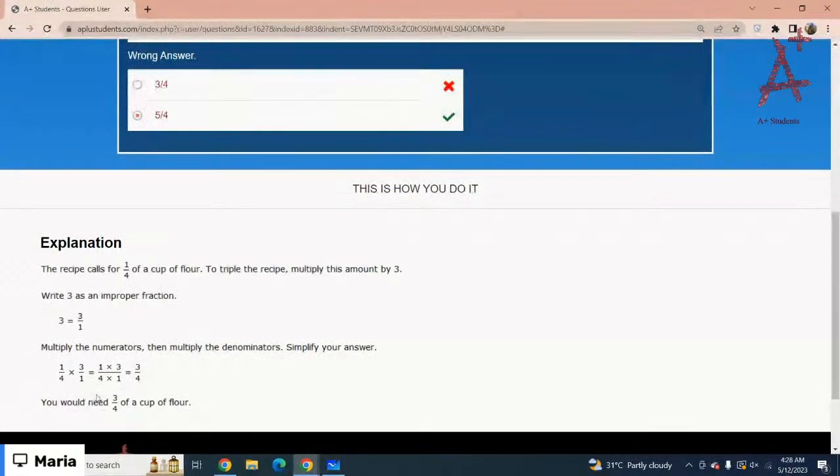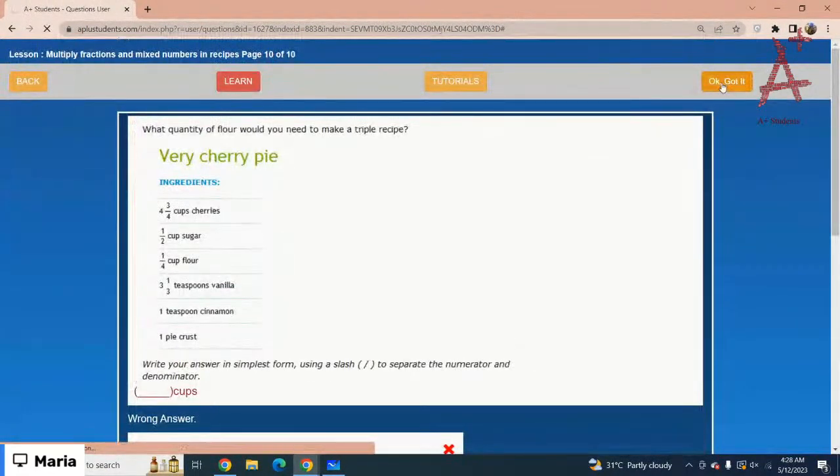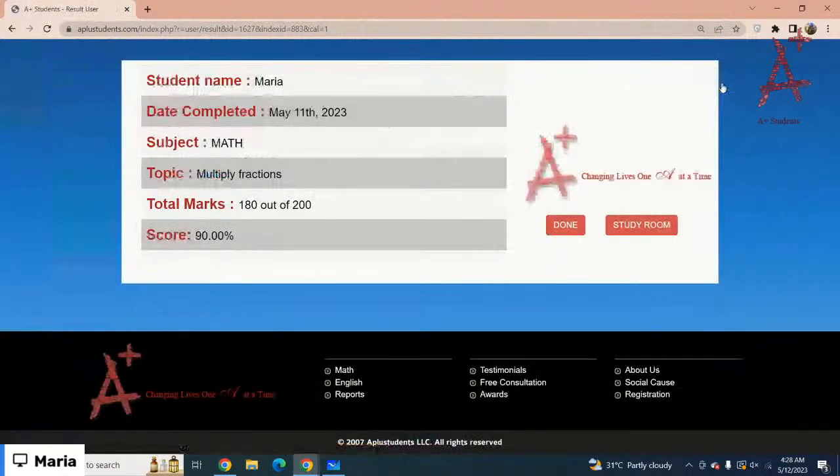Yes, it would be 3 over 4, not 5 over 4. Oh, I selected the wrong option. Okay, we are done with the lesson. Let's just move on to the next lesson.